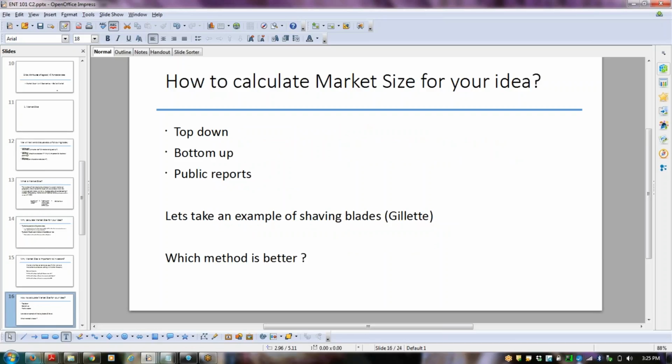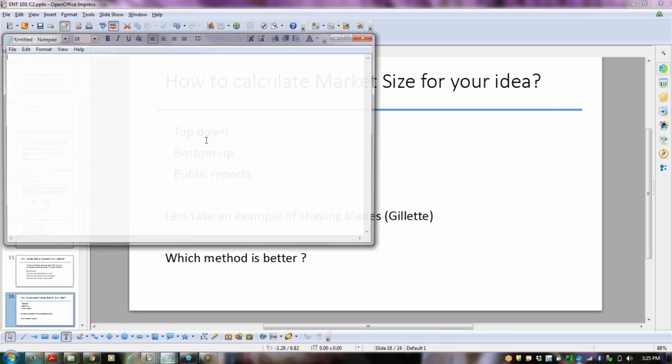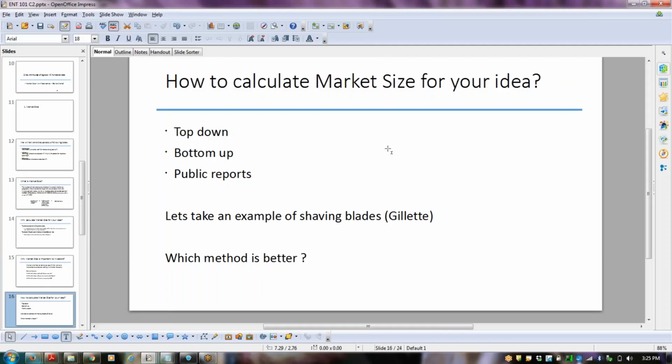Now for the most important thing: how to calculate the market size for your idea. How do you do that? There are three approaches that I have written down here, but these are not three separate activities. To do market sizing, you will have to use all three approaches and come up with the final size of the market. These are three separate thought processes. Using them, you need to come up with your list of tasks, execute that, come up with the data and finalize the market size. That's what you have to do.